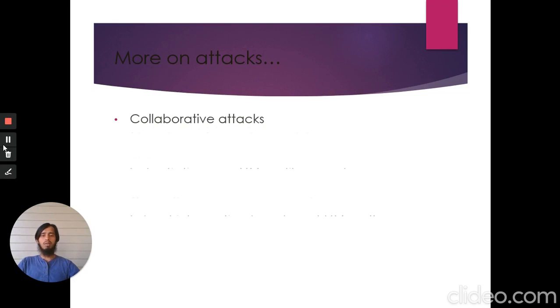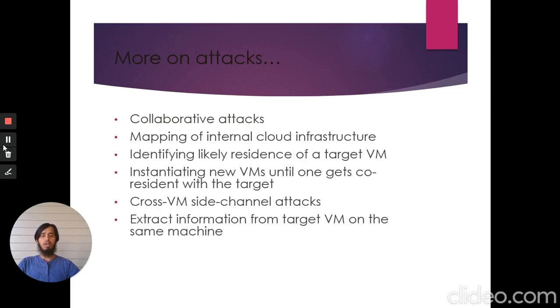Collaborative attack, if it happens, then mapping of the internal cloud infrastructure will be a matter of concern. Identifying the likely residency of the target virtual machine is to be done. Then initiating new virtual machines until one gets co-resident with the target. If your system goes down, you need to have a new system wherein your client can put their incoming data, their processing data, and after your system gets up again, you need to guard against cross virtual machine side channel attacks.